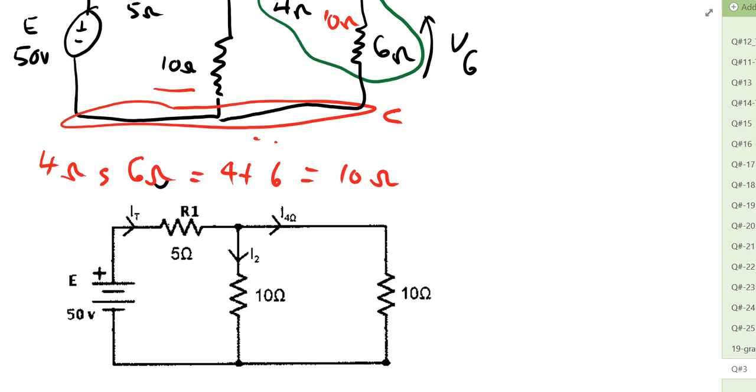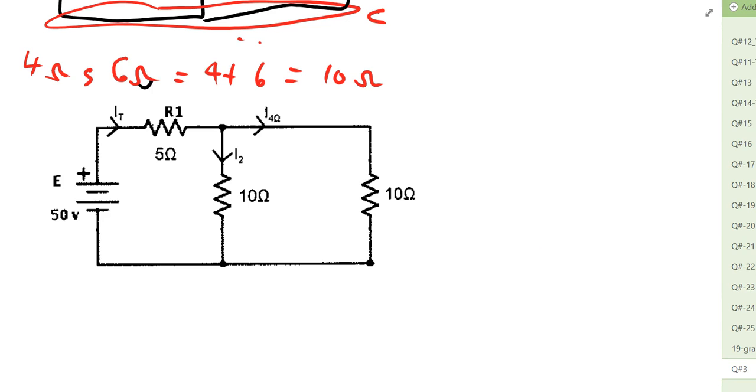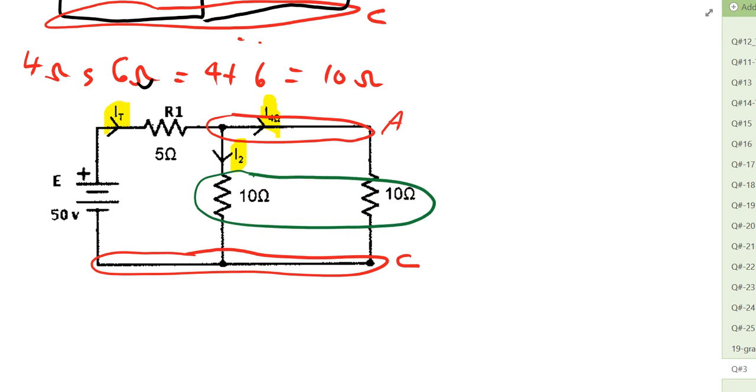Okay, now then, we have inserted the next circuit, and we can identify in this circuit node A, and still, of course, node C. Now, this circuit still contains the I4 ohm, as you see labeled here. I2 and IT, of course, still apparent in this circuit. Now, in this circuit, both the 10 ohm values are connected between nodes A and C, and therefore we can say that these are in parallel.